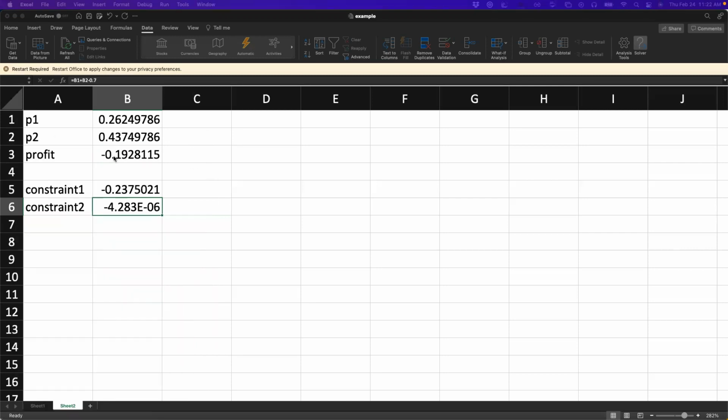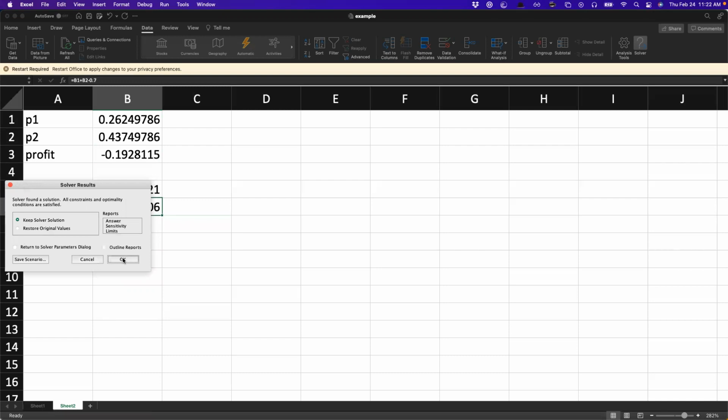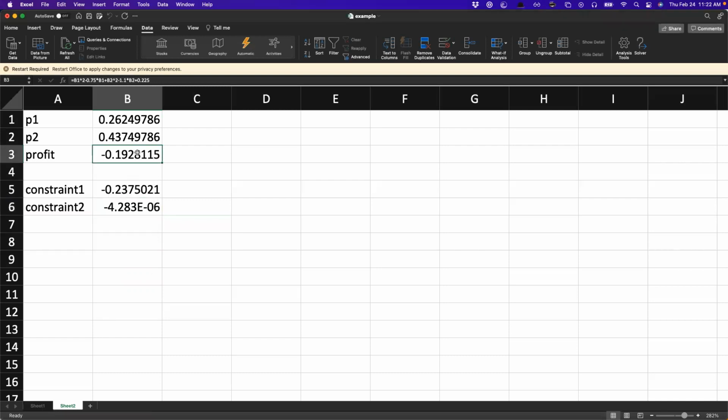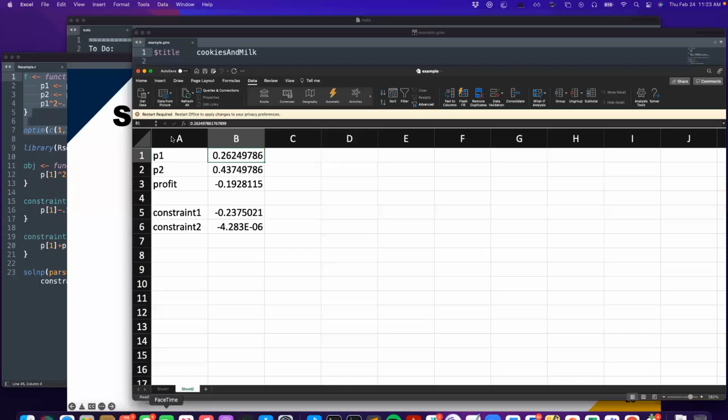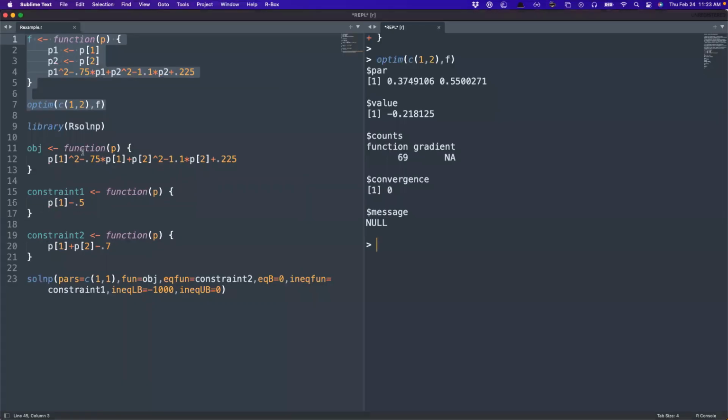And okay, great. So our profit that we had calculated, oops, I'm just going to click OK to keep these answers. Okay, so negative 0.1928, which is what we had solved for by hand, and then 0.4375 and 0.2625 is what we had solved for by hand as well. So Excel is able to solve this type of problem. You can do that in R as well.